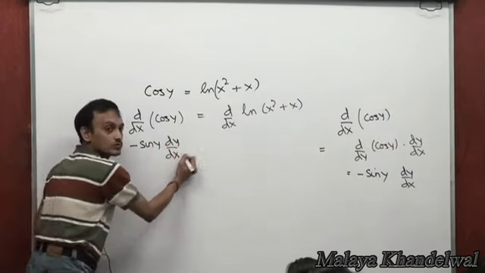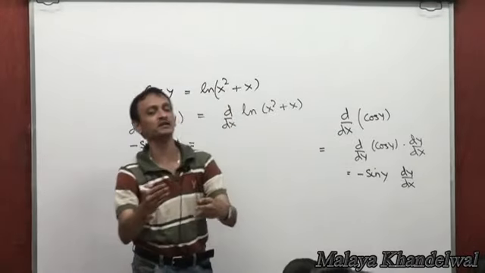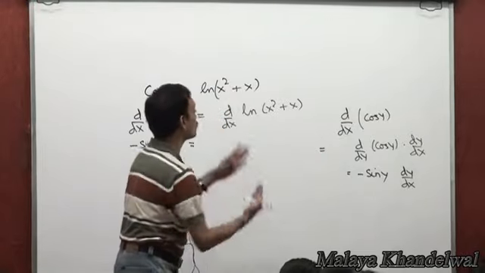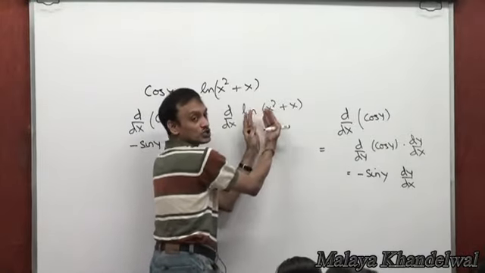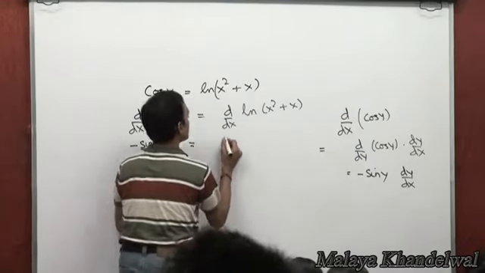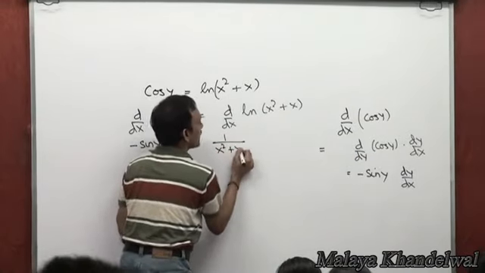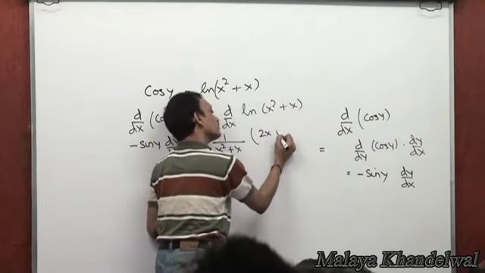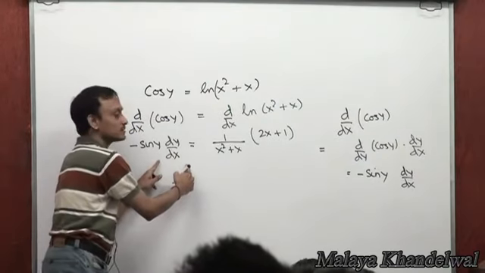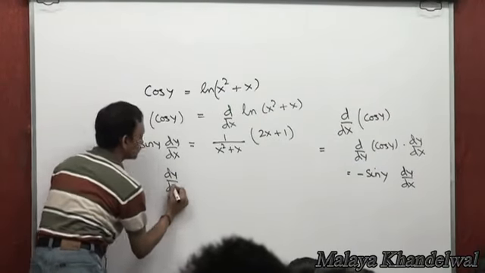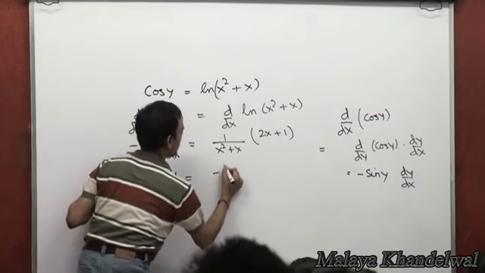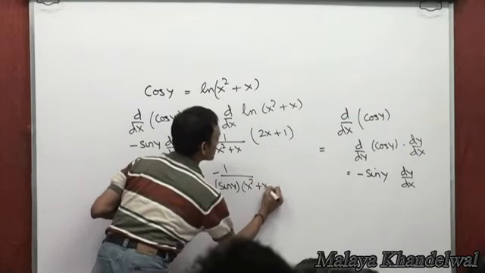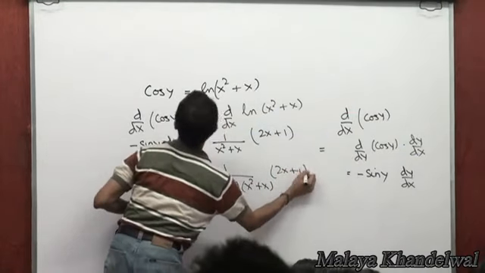That's the left hand side. Now the right hand side is perfectly eligible for chain rule application. So I go from outside to inside. The outermost is a log, so it will be 1 by whatever is inside, 1 by x squared plus x, and then x squared plus x with respect to x is 2x plus 1. So dy/dx equals minus 1 by sin y times (x squared plus x) into (2x plus 1).